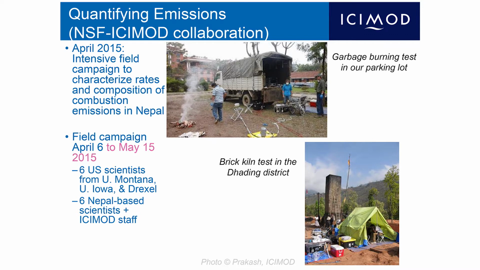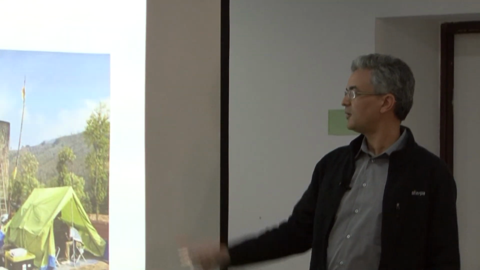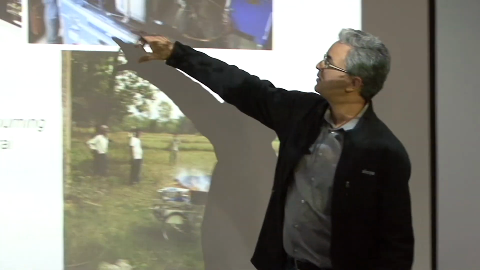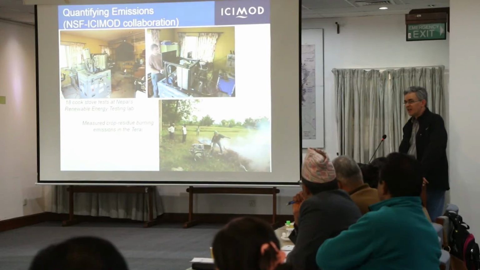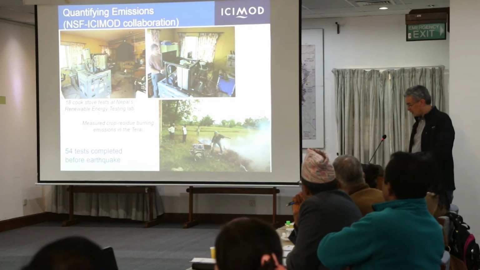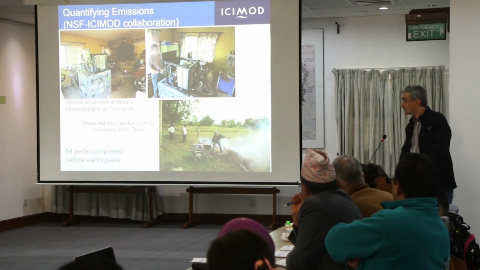And together they went around, sometimes lighting garbage fires as here in the ICIMOD parking lot, as you recognize, but also going to brick kilns, going to a cook stove testing lab, and then bringing in their instruments as well to test out various cook stoves in a lab setting, or going out and measuring emissions from fields and measuring diesel generators, pumps, etc. The plan was to have something like 90-ish different samples measured. 54 samples were collected, or tests were done, before the earthquake.